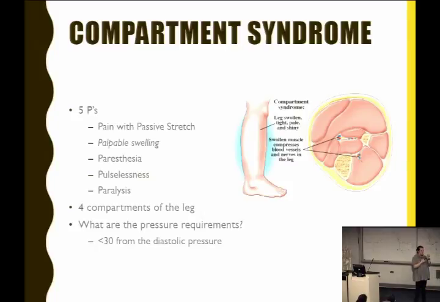So if I know that your blood pressure is 90/80 and I stick your leg and I get a pressure reading of 20, you probably don't have compartment syndrome. But if I get a pressure reading of 60 and your diastolic was 80, that's compartment syndrome. Does that make sense? Because it's within 30 of the diastolic. So anything above 50 would have been bad.